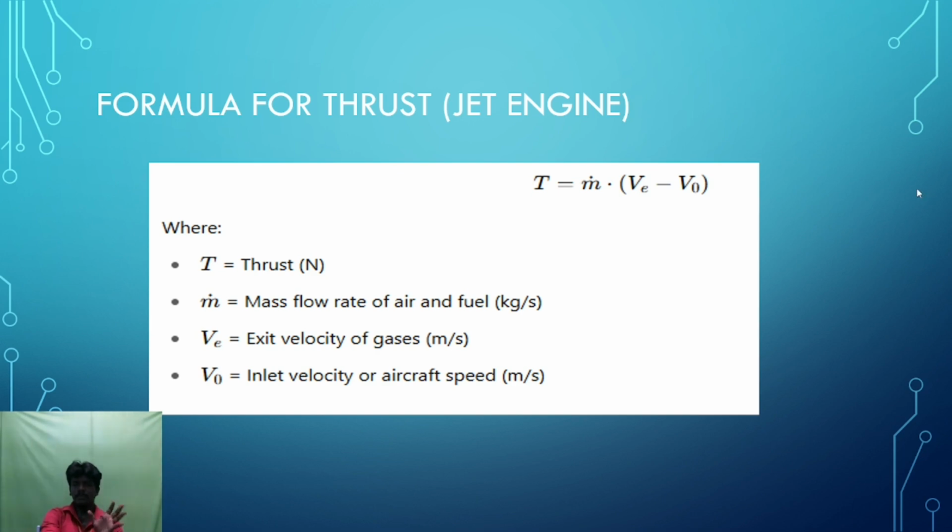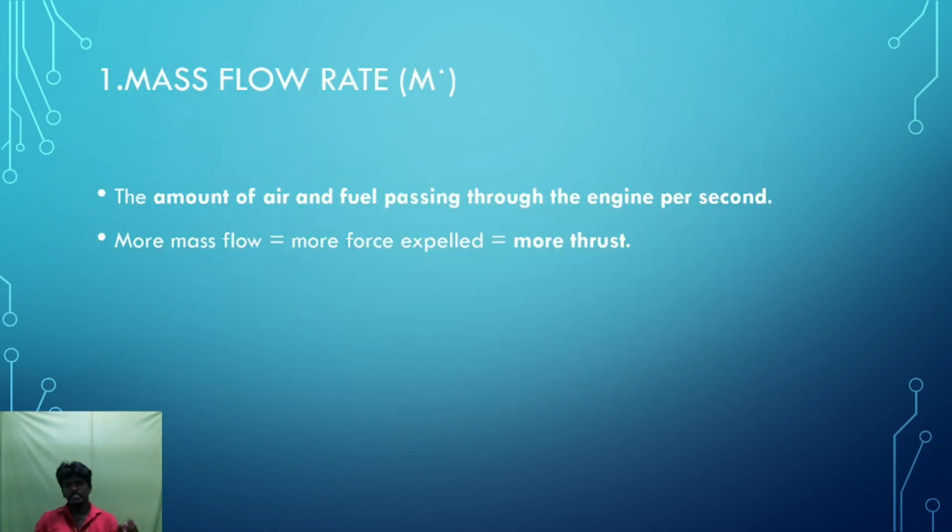This represents the thrust. And then what are the major properties included to create thrust? The mass flow rate, the exit velocity and the inlet velocity of the aircraft. The mass flow rate is represented by m dot, the amount of air and fuel passing through the engine per second.